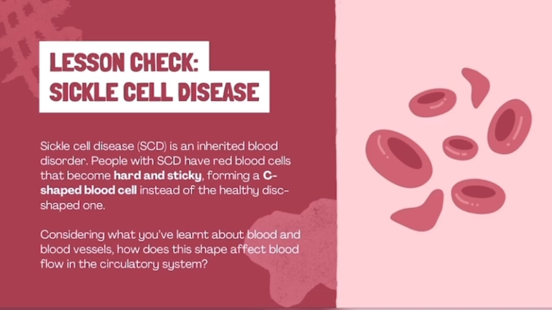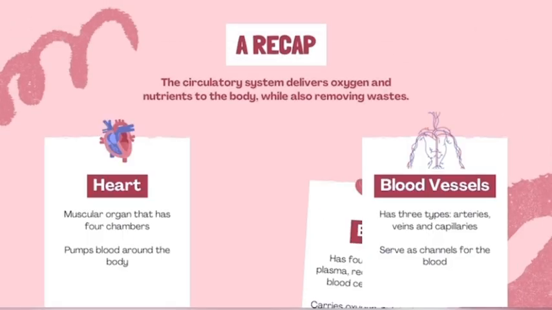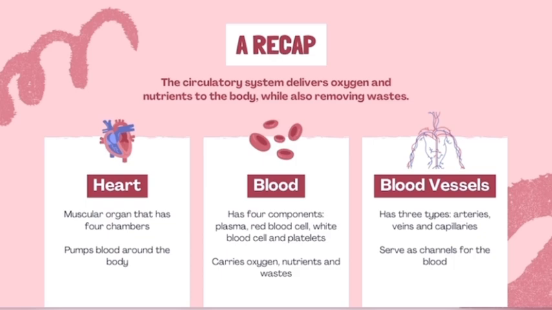Recap. The circulatory system delivers oxygen and nutrients to the body, while also removing wastes. Heart, a muscular organ that has 4 chambers, pumps blood around the body. Blood has 4 components: plasma, red blood cell, white blood cell and platelets. It carries oxygen, nutrients and wastes. Blood vessels has 3 types: arteries, veins and capillaries. They serve as channels for the blood.